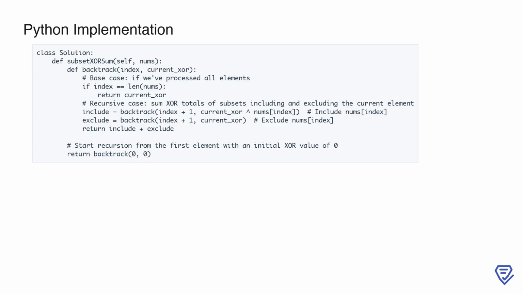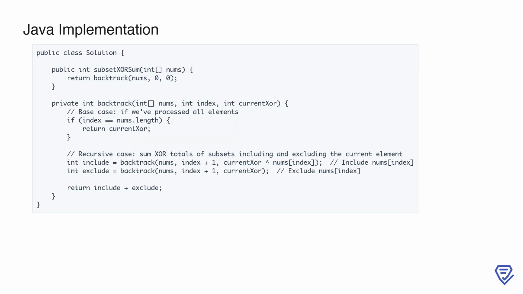This is the Java implementation of LeetCode problem number 1863, sum of all subset XOR totals. The logic mirrors the Python version, using recursion to compute the XOR totals of all subsets. The backtrack method handles the recursive traversal, with base and recursive cases. Key differences include the use of Java's type declarations and method signatures.